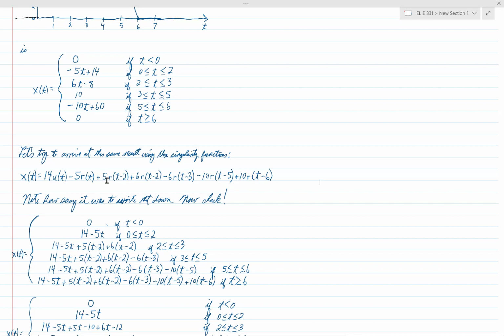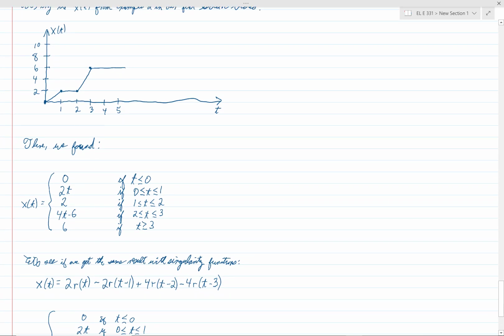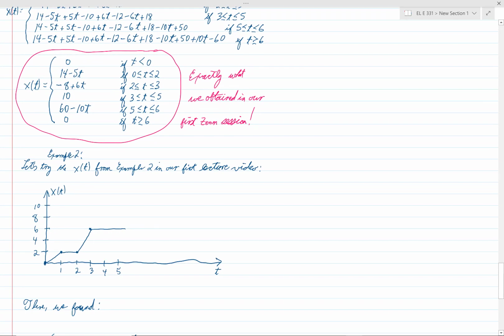So to finish this lecture, let's look at one more example of using singularity functions to express a function, and then that will be it for this lecture. As example 2 here, this is actually the function from example 2 in our first lecture video. So we had this graph, and again, just as before, this graph is taken to be 0 over here in the region t is less than 0.